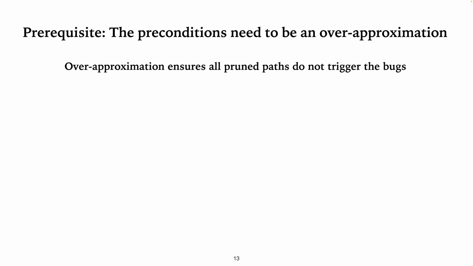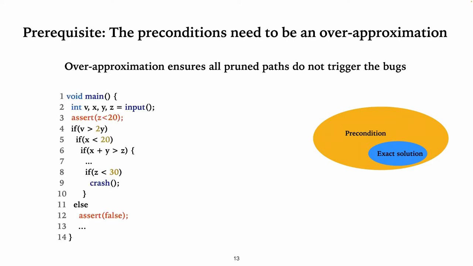Okay, let's go into a bit more detail of how we achieve these outcomes by inferring those preconditions. In terms of fuzzing, the precondition needs to be an over-approximation. Over-approximation ensures all pruned paths do not trigger the bug. For example, we can infer an under-approximation such as Z should be smaller than 20 as a precondition. However, this would filter the inputs that can trigger the crashes, which thus hinders the performance of fuzzing.